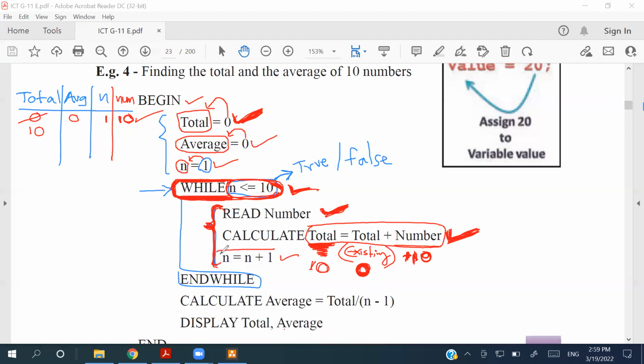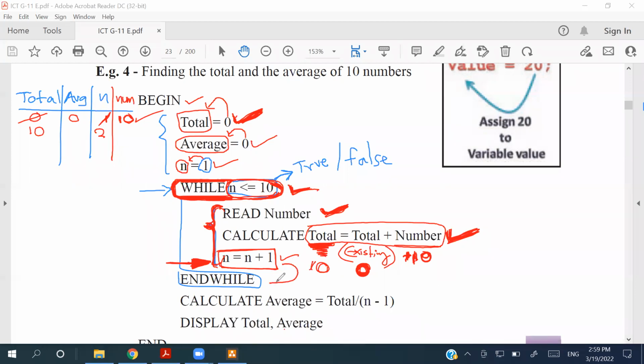And then it says n equals n plus 1 over here. So n equals n plus 1 means it is increased by one, right? So 1 will become 2. So now you are at the very last line of the while structure. This is a very important point that I am going to tell you. Since you are at the very last point of the while structure, you are not going to end the while.